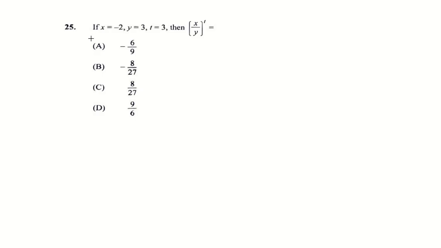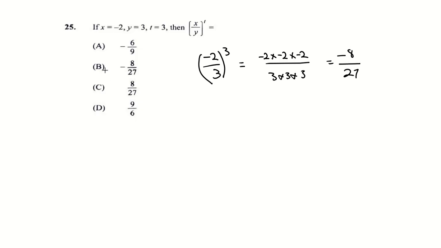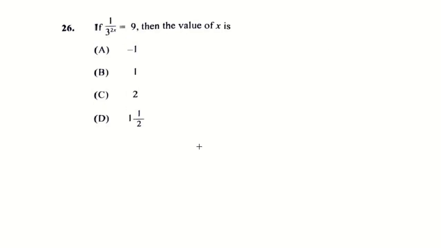Number 24, if x is equal to negative 2, y is equal to 3, and t is equal to 3, then let's just substitute it. That's negative 2 over 3, to the power of 3. Negative 2 to the power of 3 is negative 2 multiplied by negative 2 multiplied by negative 2, over 3 multiplied by 3 multiplied by 3. This would be negative 8 and this would be 27. So you know the answer would be B. Alright, that was number 25.